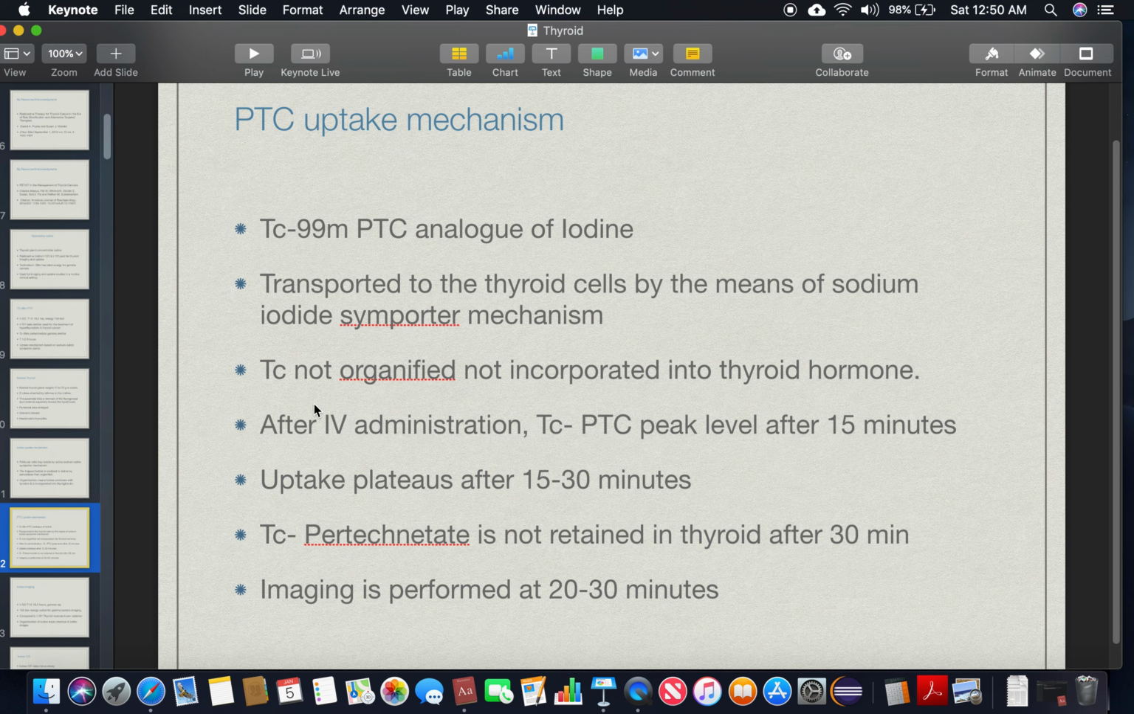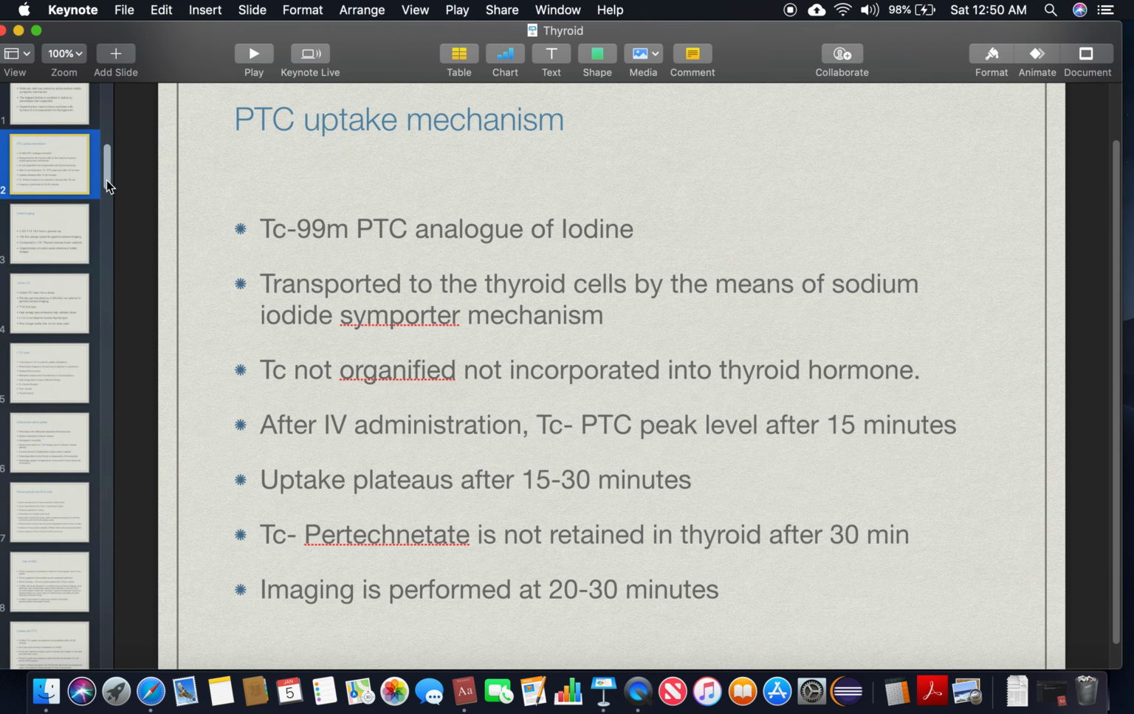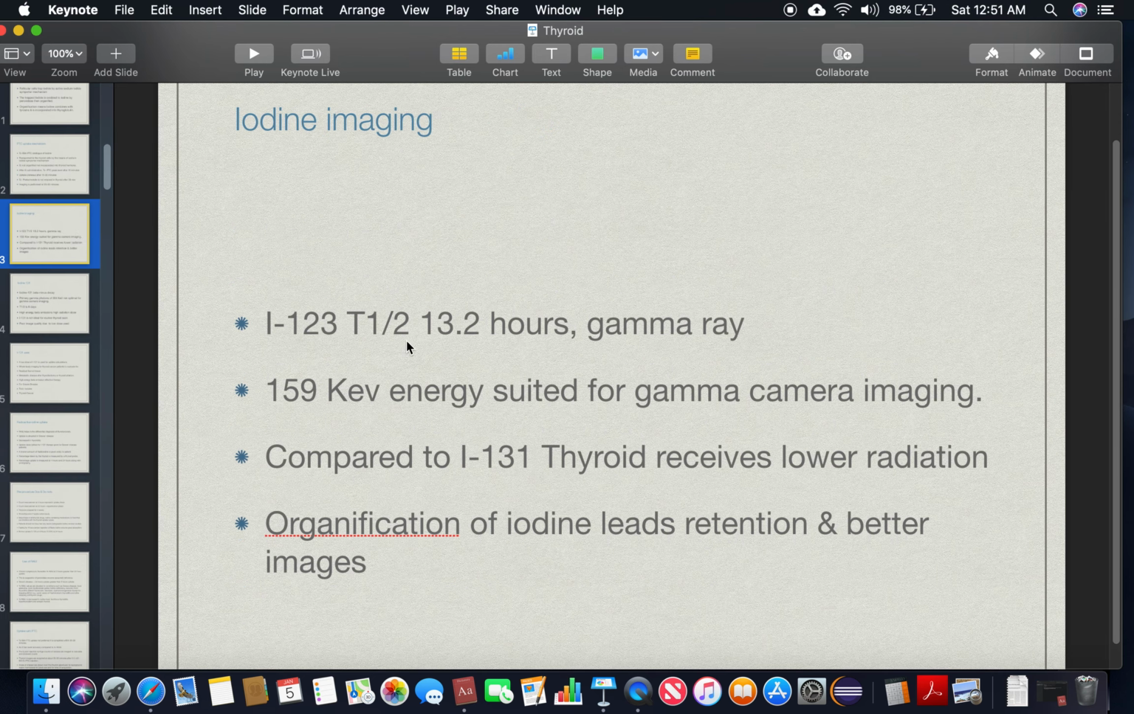It is typically given by IV injection, and peak level is achieved in 15 minutes, plateaus in about 15 to 30 minutes, and it is not retained in the thyroid after 30 minutes. So imaging is performed ideally between 20 and 30 minutes. Iodine 123 has a half-life, as I mentioned, of 13.2 hours. It emits gamma rays. It is ideally suited for gamma camera imaging. It gives much less radiation compared to iodine 131. Because it is organified, it leads to better retention and better images.